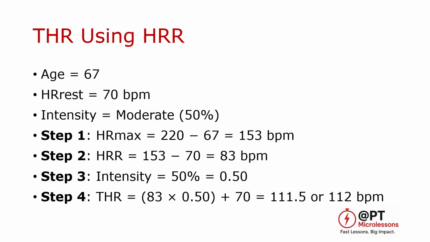Then we choose our intensity. Using midpoints, if we want moderate intensity, we will use 50% or 0.50. Now we multiply heart rate reserve by the intensity. 83 times 0.50 equals 41.5. Finally, we add the resting heart rate back. That gives us 111.5 beats per minute, which we would round to 112 beats per minute.